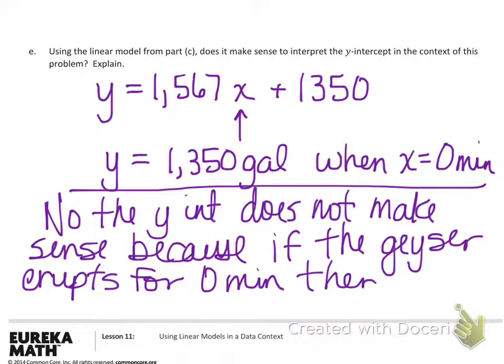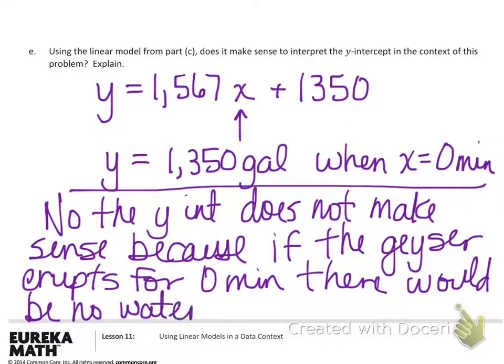There would be no water produced. So this linear model works over a certain range. It's not that it's wrong, it's just only fits over a certain range of values for x.